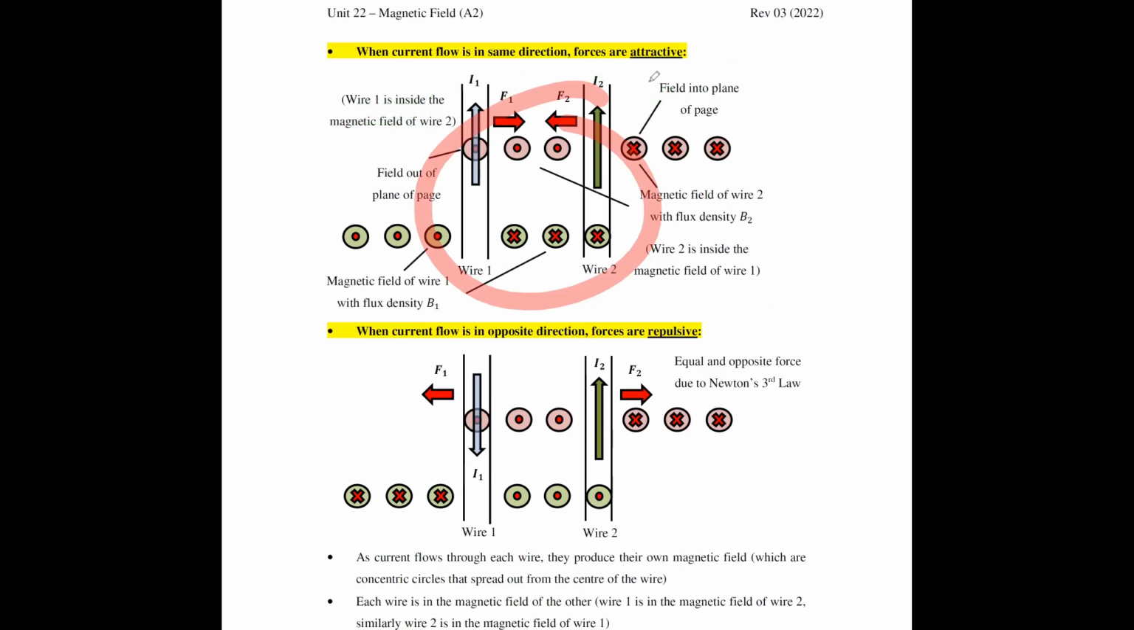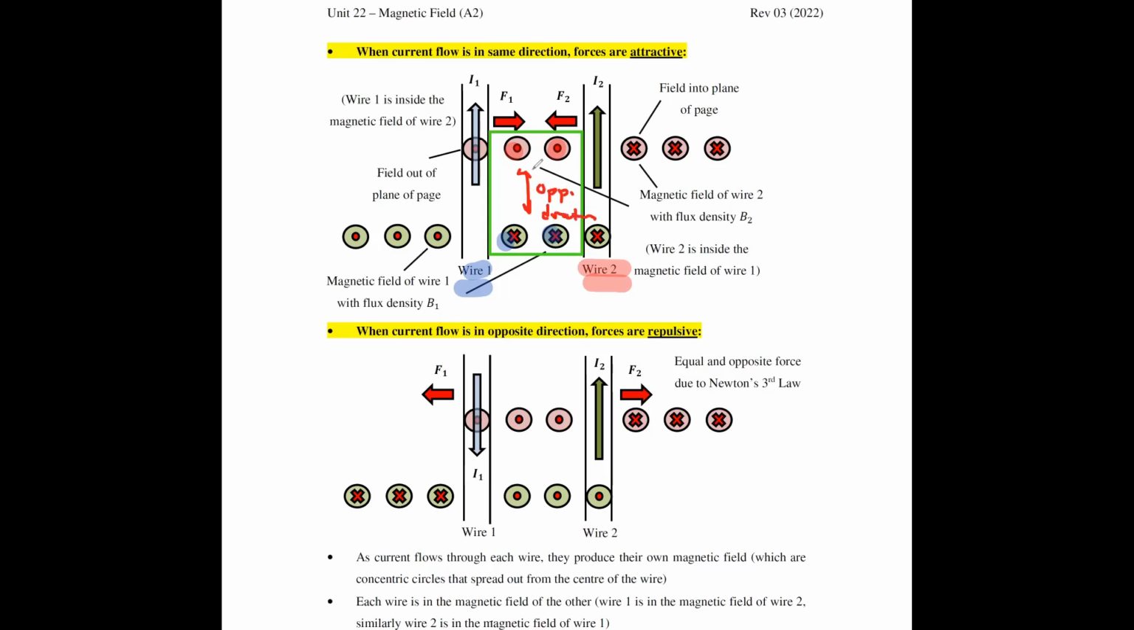So for the case where current is in the same direction, it actually refers to the first diagram that you have over here. So notice that for this region that I just indicated using the green box, the magnetic field is actually acting in opposite directions. The magnetic field of wire 2 is coming out of the plane of the page, whereas the magnetic field of wire 1 is going into the plane of the page. So they are acting in opposite directions here.